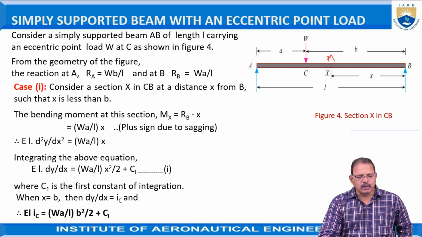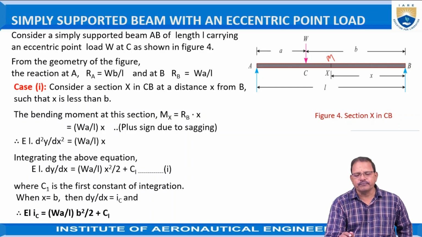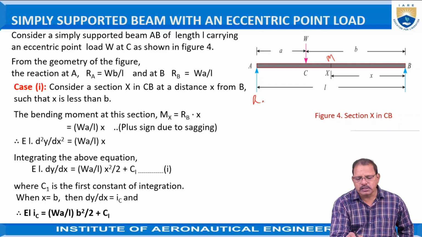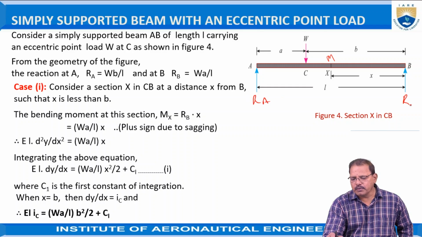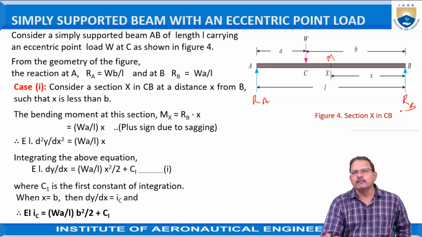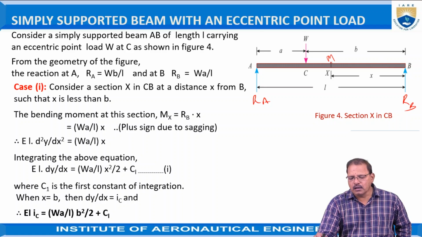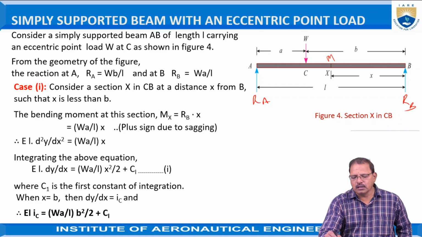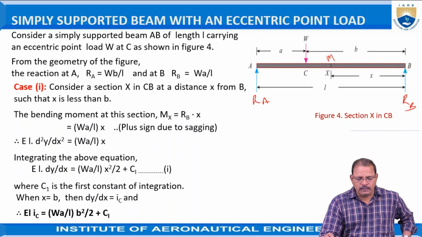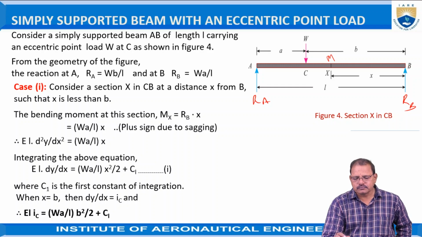From the geometry of the figure, first of all we have to determine the reactions at A and B. Here RA is the reaction at A, RB is the reaction at B, and W is acting at a distance of small b from the B position and small a from the A position, such that a plus b represents the length of the beam.